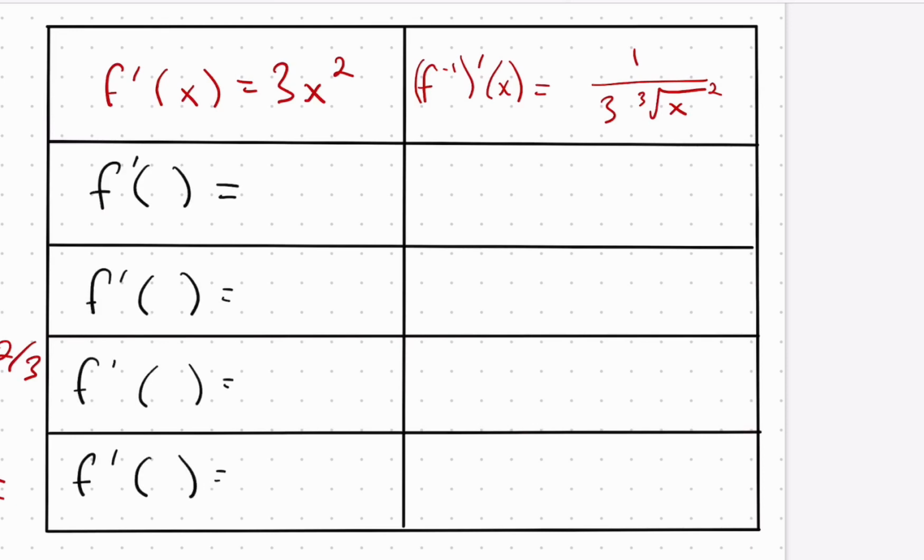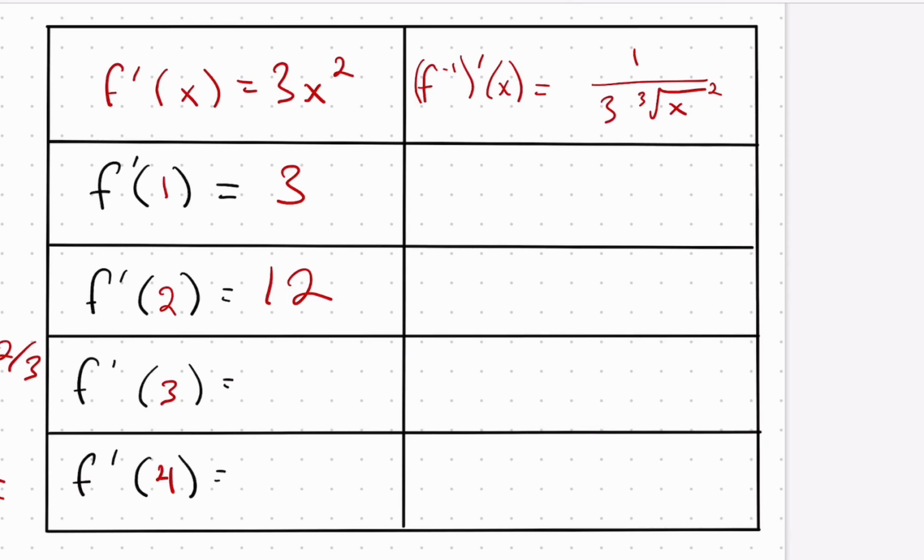For f prime of x, let's fill in those same values of x and evaluate. The ones we used before were 1, 2, 3, and 4. f prime of 1 is equal to 3 times 1 squared. That's just 3. f prime of 2 would be 3 times 2 squared. 3 times 4 is 12.